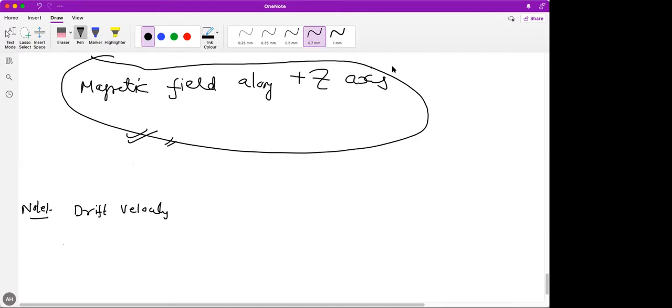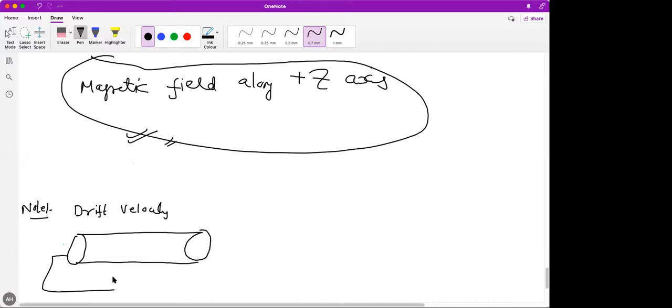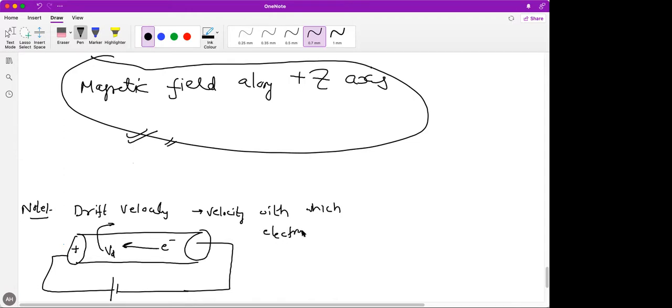The velocity with which the free electrons drift towards the positive end of the conductor under the effect of an electric field. Right. So drift velocity is the velocity with which electrons move in a conductor. When you connect a battery to this conductor, electrons will move towards the positive end with a velocity which is known as drift velocity. In very simple language, it's the velocity with which electrons move inside a conductor.